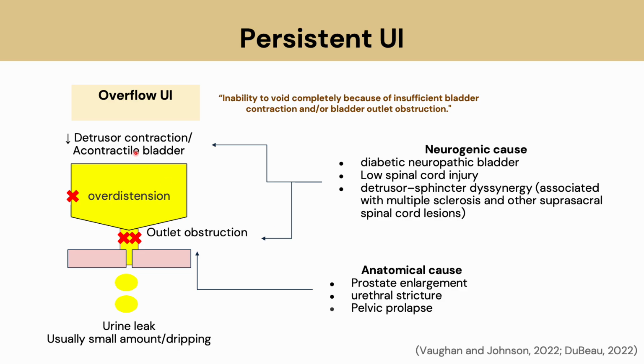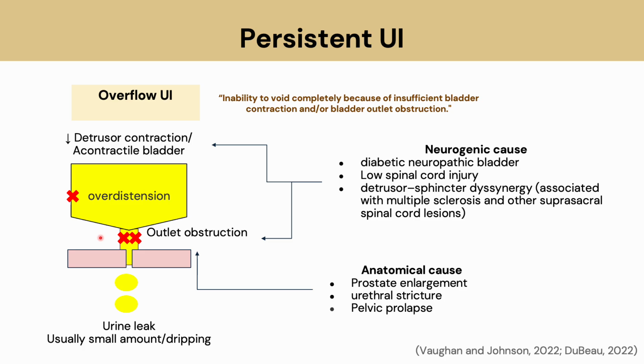Both mechanisms eventually lead to chronic bladder overdistension because the bladder cannot empty completely. Residual urine gradually accumulates until the bladder becomes overfilled. Once the pressure inside the bladder exceeds the outlet resistance, urine leaks out as overflow incontinence. Clinically, patients usually describe continuous dripping or small volume leakage rather than sudden episodes of incontinence.